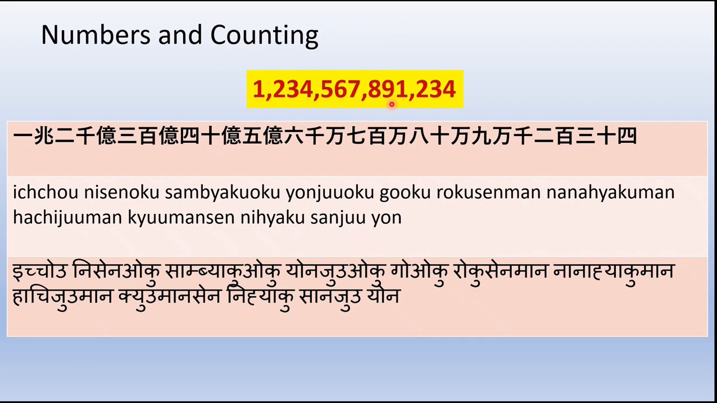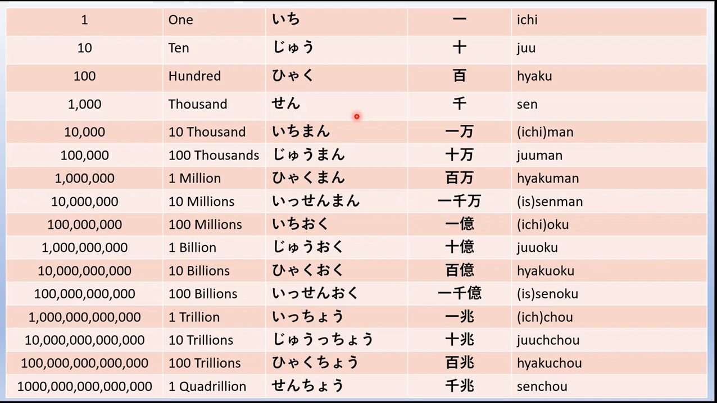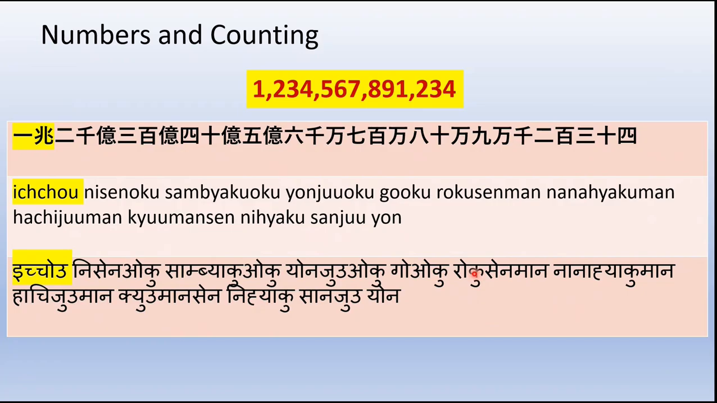First let us count how many digits there are. 1, 2, 3, 4, 5, 6, 7, 8, 9, 10, 11, 12. So this means 1 followed by 12 zeros. If we go back to this chart, this is the line: 1, 2, 3, 4, 5, 6, 7, 8, 9, 10, 11, 12. So 1 followed by 12 zeros is 1 trillion, which is icho. So this number in our example will begin with icho, since there is 1 here followed by 12 digits.